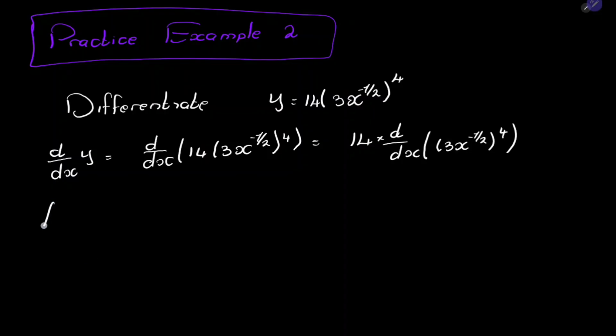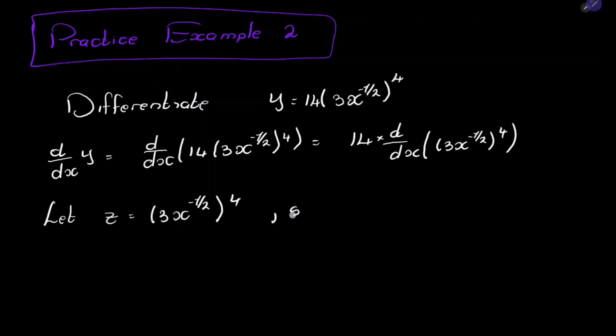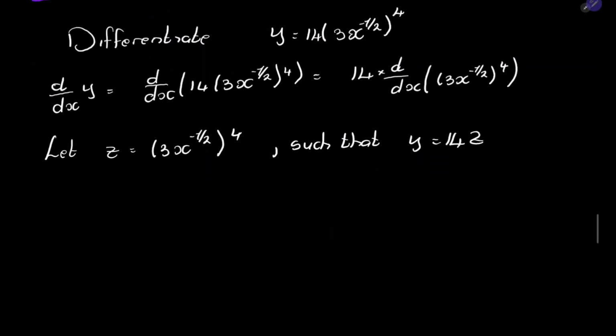So let z be the term (3x to the negative half) to the power 4, such that y is equal to 14z. Now we are going to calculate the derivative of z.